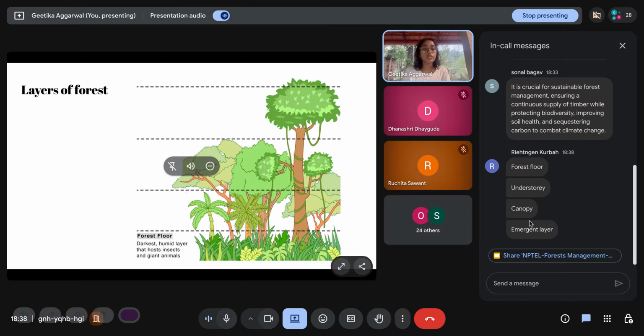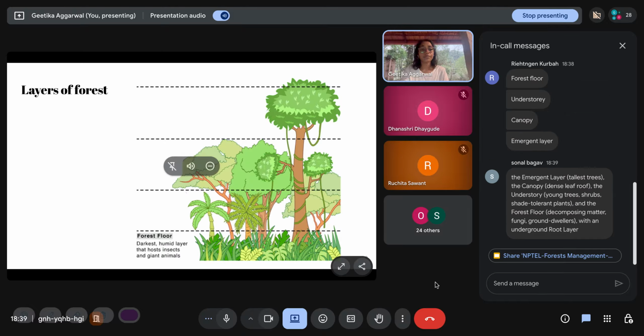Yeah, very nice. It's forest floor, understory, canopy, and emergent layer. Correct. The emergent layer: tallest trees; canopy: dense leaf roof; understory: young trees, shrubs, shade tolerant plants; and the forest floor: decomposing matter. Correct. So you both are correct. Basically, that's the four different layers of forest. Forest floor, as I said, is the lowermost layer, mostly comprising dead organic matter. A lot of tree leaves keep falling, a lot of dead foliage, and even dead animals are present on the forest floor. And it's quite humid and it's quite dark here.